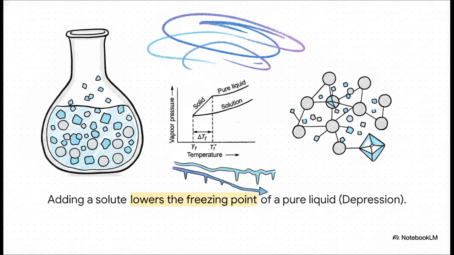And one of the coolest examples is something called freezing point depression. When you add a solute, any solute, to a pure liquid, the temperature at which it freezes actually goes down. It gets colder. So, why? Well, it's pretty simple actually. The new solute particles just get in the way. They physically block the solvent molecules from lining up neatly and forming that rigid frozen crystal structure.